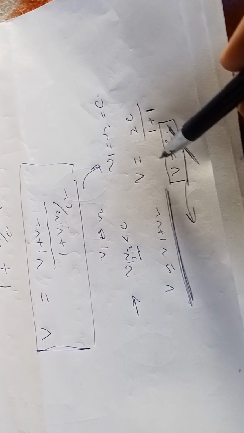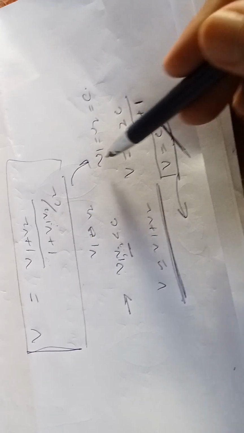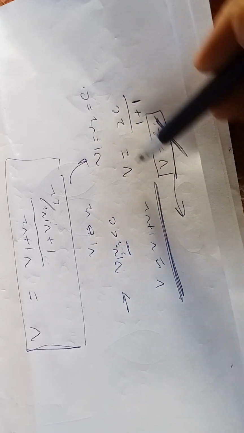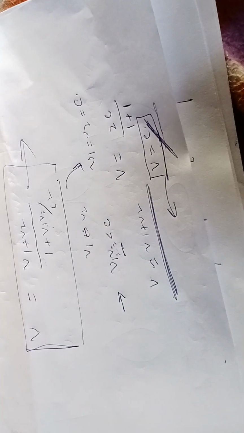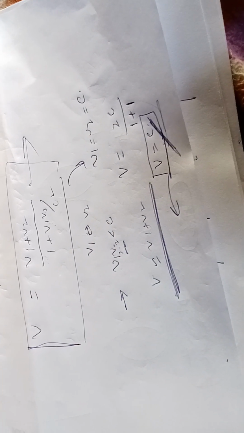You can check it from here after plugging in the values v1 equal to v2. So by using this velocity addition formula, we find that the speed of light is the same for all reference frames.